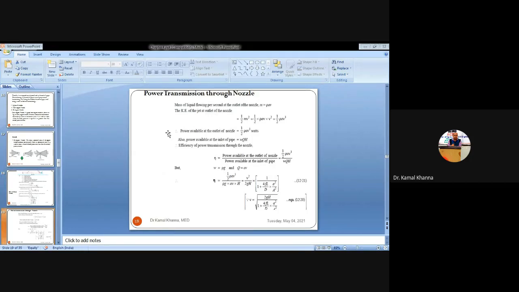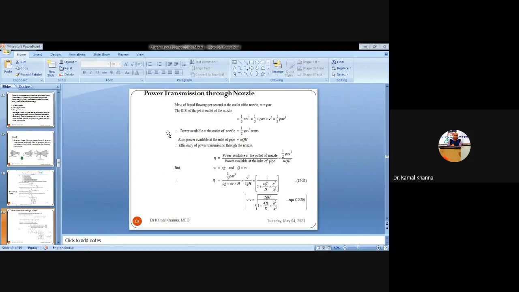This is the power at the inlet, that is W into Q into H, and this is the power at outlet, that is half Q A V Q. Why have we only calculated the value of the kinetic energy?